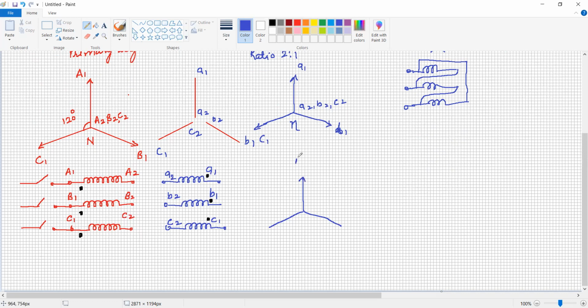This is your A1, B1, and C1. It seems like it's a very simple, just joining any three terminals for star connection, but it is not so. Therefore, I'm taking very slowly. The terminals are A2, B2, C2. Means we are connecting the similar notation together. Either we can connect A1, B1, C1, but in this direction, the direction of connection should be reverse.